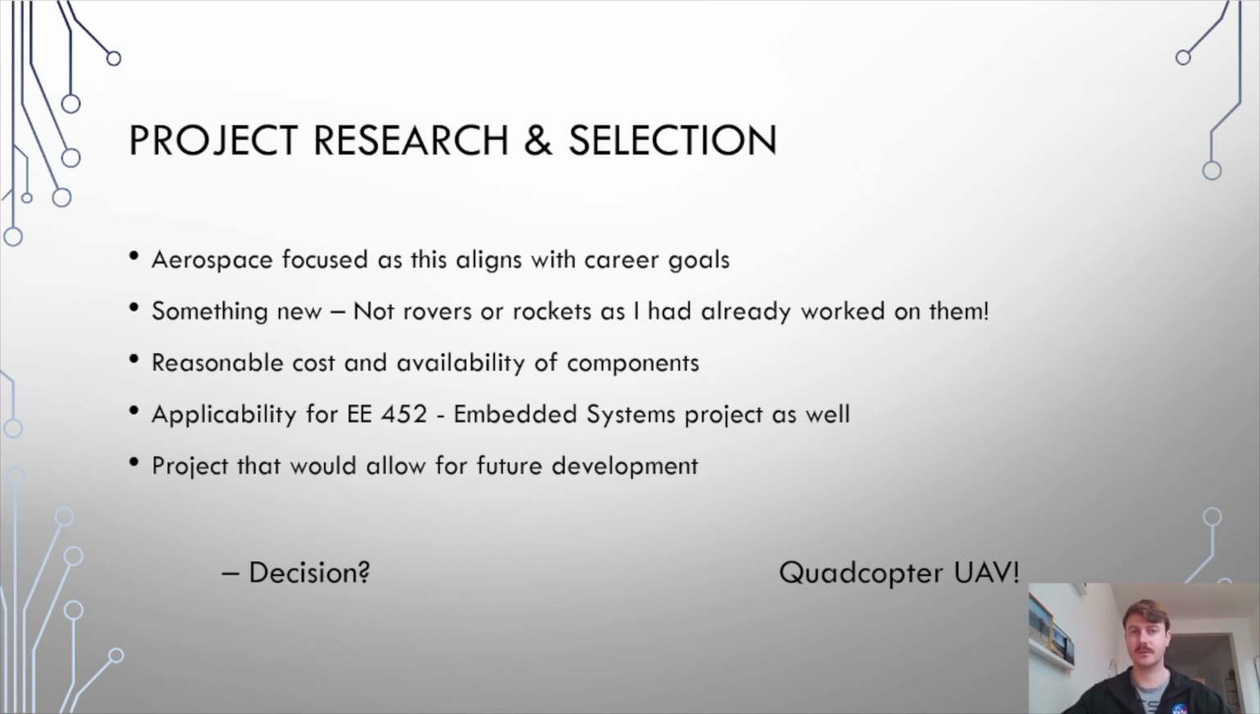Component availability was important; parts needed to be available and relatively straightforward to obtain. Something that I could build on later was important as well, and as I mentioned previously, applicability to the embedded systems development project. So with that, a UAV was chosen because it was all of those things. And I decided to use a quadcopter instead of a fixed-wing aircraft just because it was easier in terms of my testing area to realize, versus a fixed wing, which takes a lot bigger open space in order to fully test.